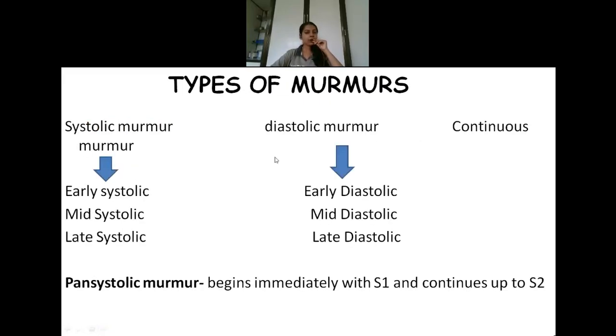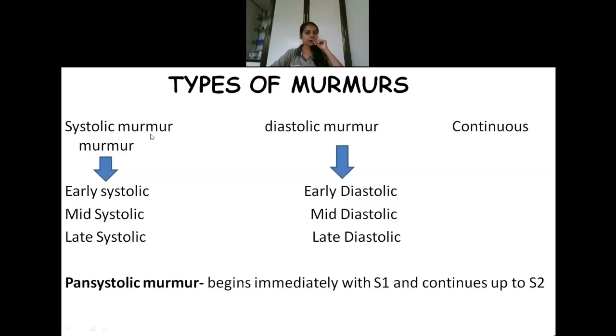Now, moving on to the types of murmurs, it is not that important. Okay. So, different types of murmurs are there. First is systolic murmur, diastolic murmur, and continuous murmur. Systolic murmur is heard during systole. Diastolic murmur is heard during diastole. Continuous murmur is heard continuously, both during systole and during diastole.